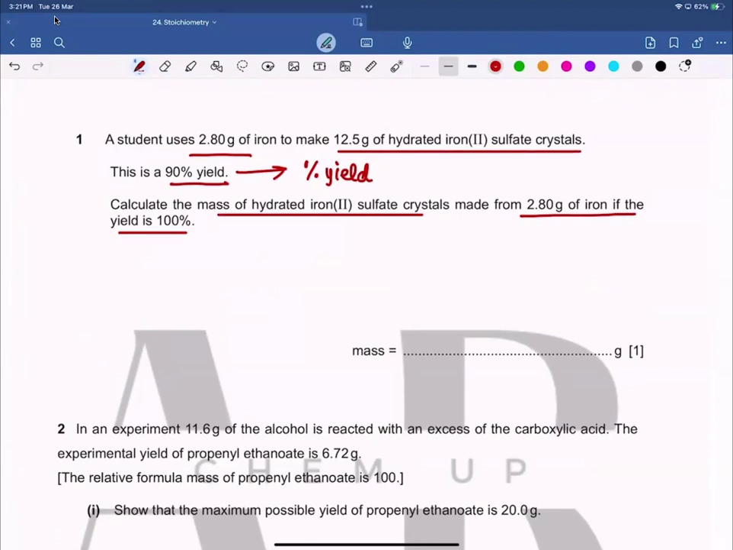So, how many of you understand the question? Assalamu alaikum. How are you? I didn't read the message.